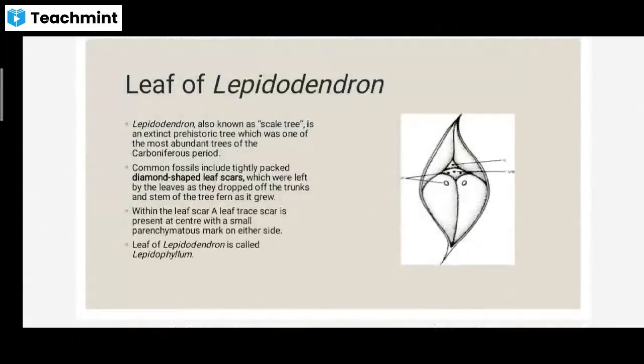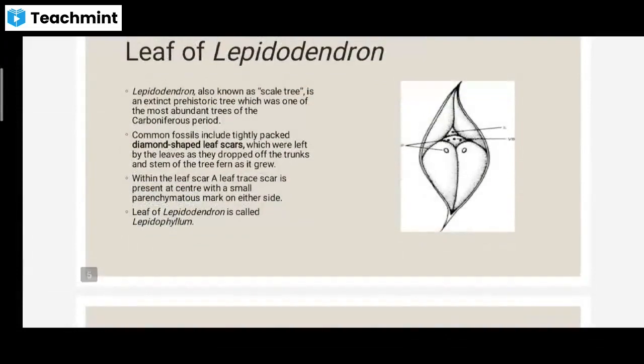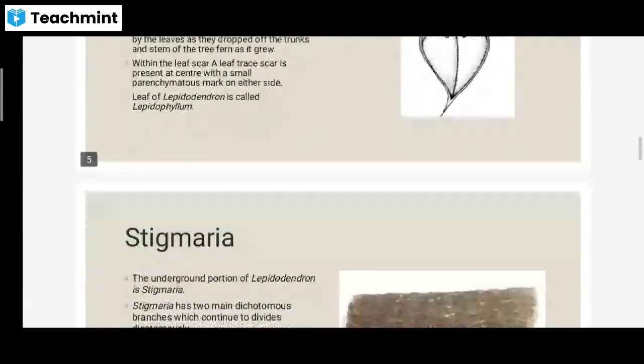Now the leaf of Lepidodendron. Lepidodendron, also known as scale trees, is an extinct prehistoric tree which was one of the most abundant trees of the Carboniferous period. The common fossils include tightly packed diamond-shaped leaf scars. Within the leaf scar, a leaf trace scar is present at the center with a small parenchymatous mark on each side. The leaf of Lepidodendron is called lepidophyllum.